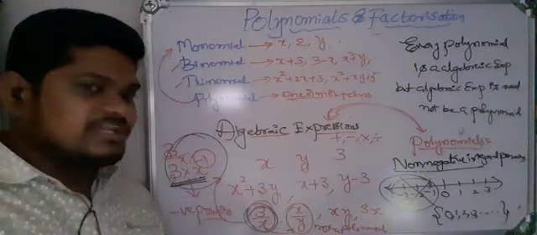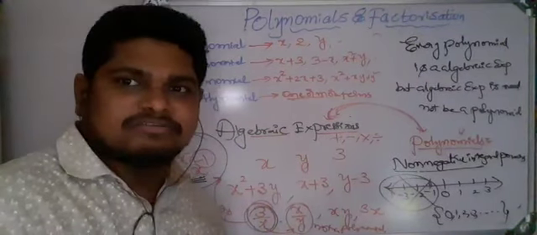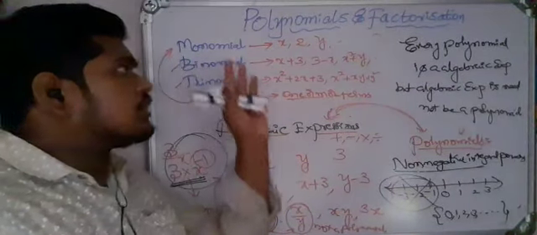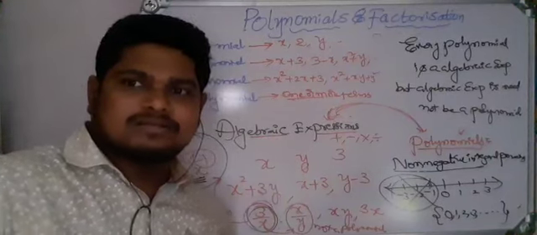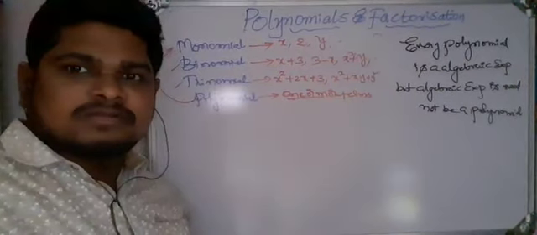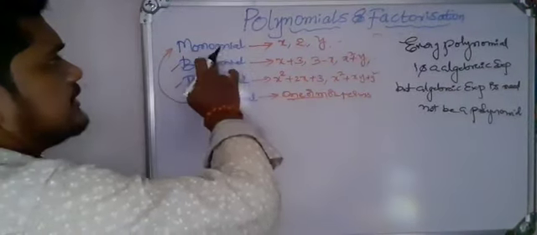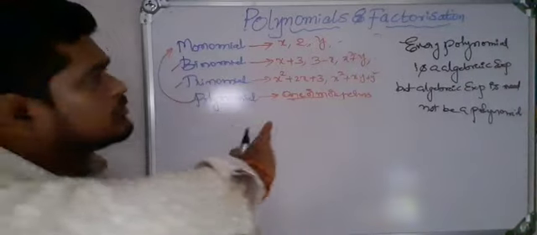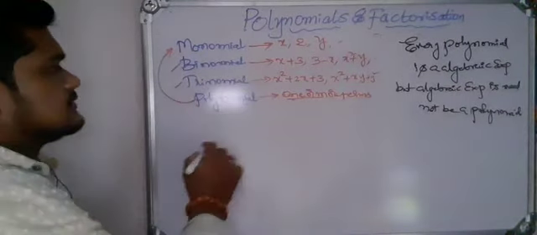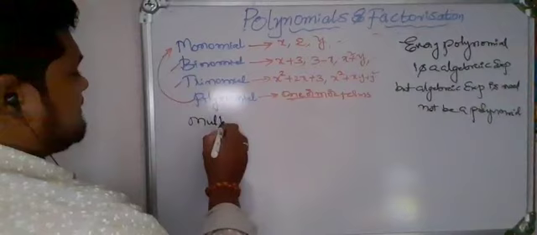Next, we have a relation between the types of polynomials and multinomial. I think everybody will get clarity about the four types. Next, what about a multinomial?